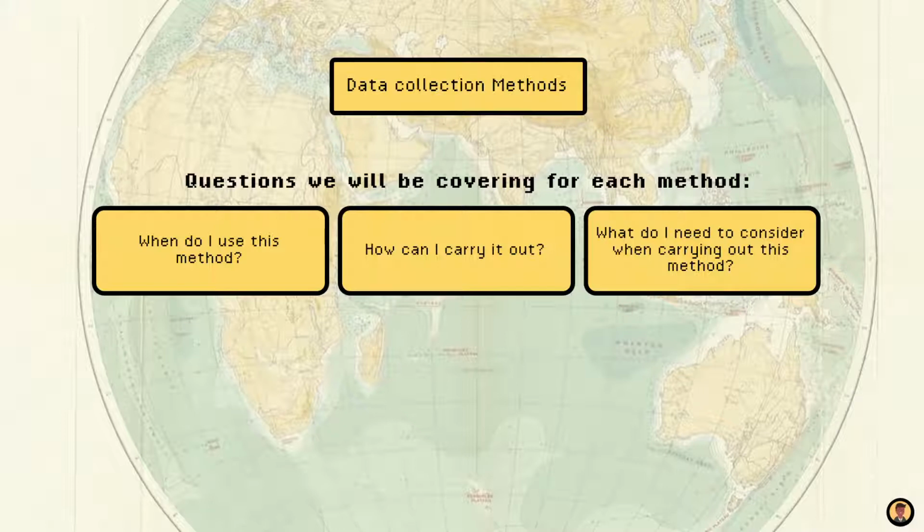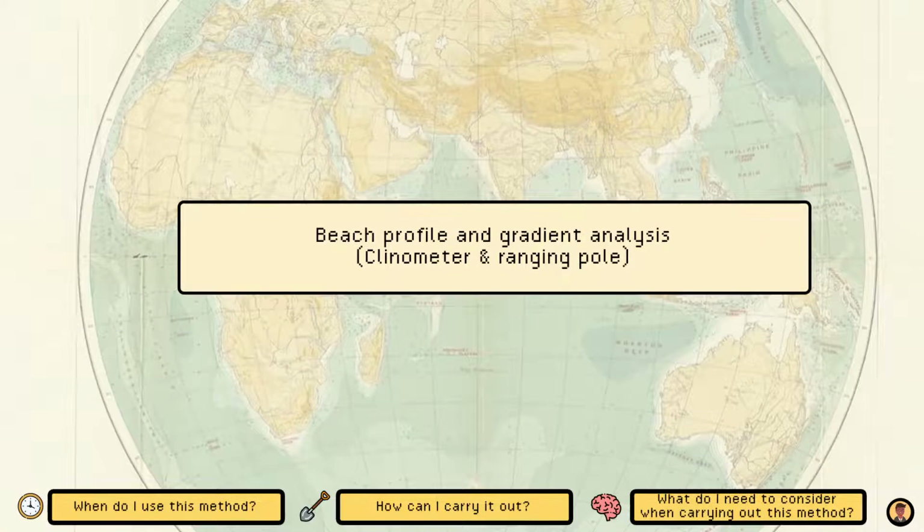And then the third question that we're interested in is, what do I need to consider when carrying out this method? So we all know that methods have certain steps that we have to do. However, there are some things that we need to remember when we're doing the methods to make sure that our gathering of data remains accurate throughout the data gathering process. All right, so the method that we'll be looking at is beach profile and gradient analysis. So this method basically involves the clinometer and ranging pole.